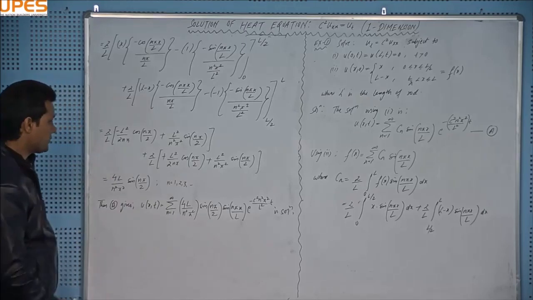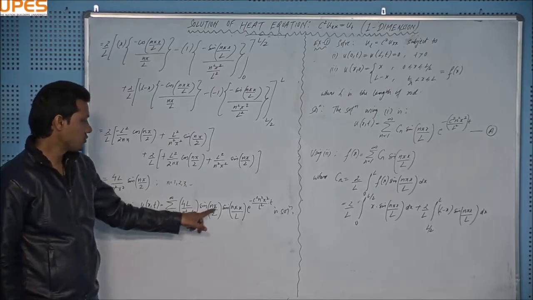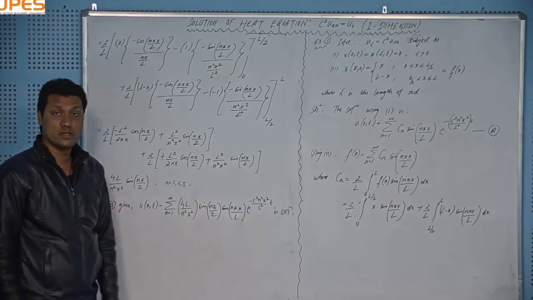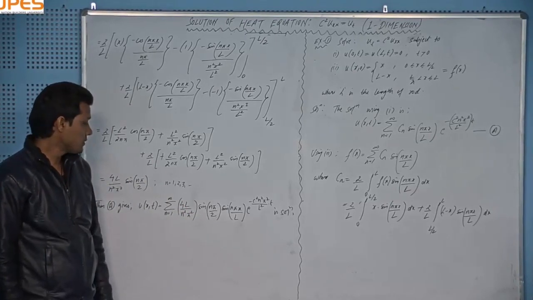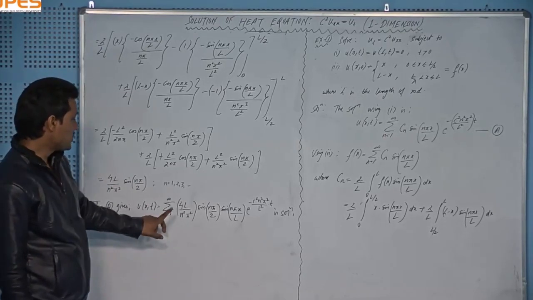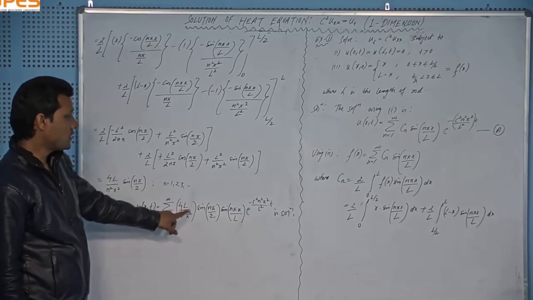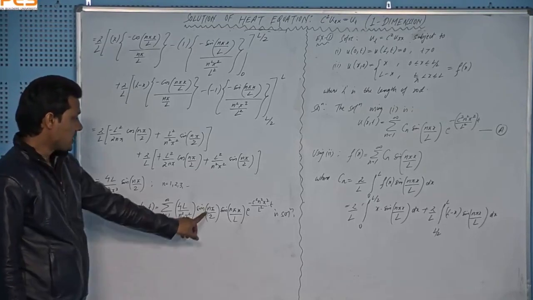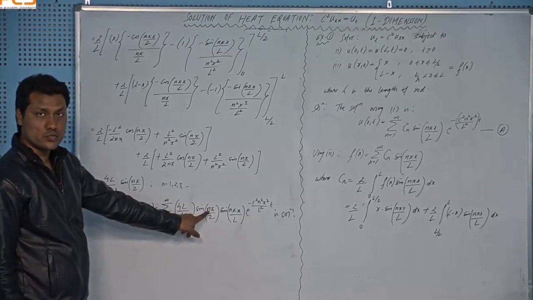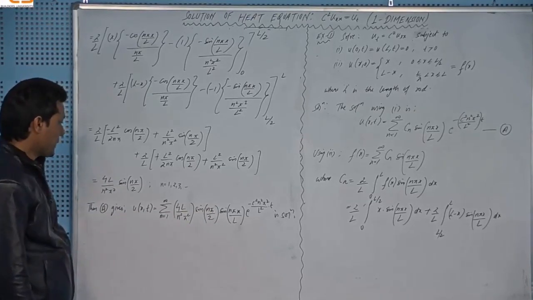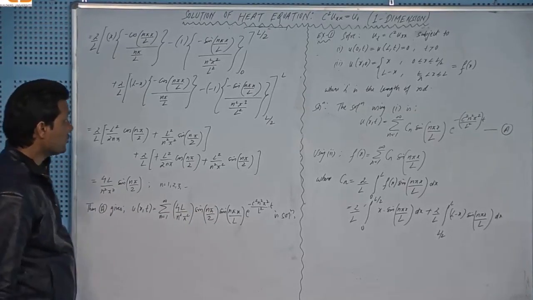Okay, and you can see that if you put n equal to 2, 4, for even values of n, this solution will go to 0. This solution will be non-zero for odd values of n, and replacing this small n by 2k minus 1, you can write it in that way also. Fine. So this is the required solution.